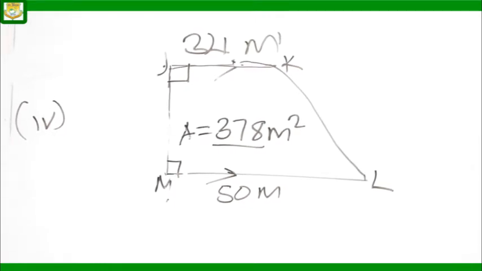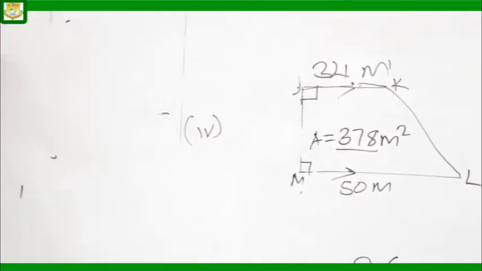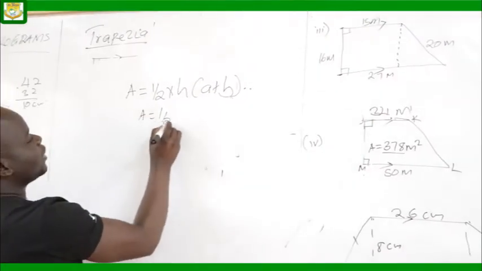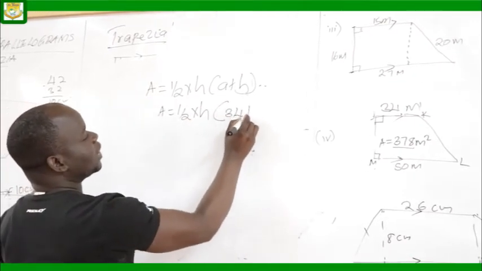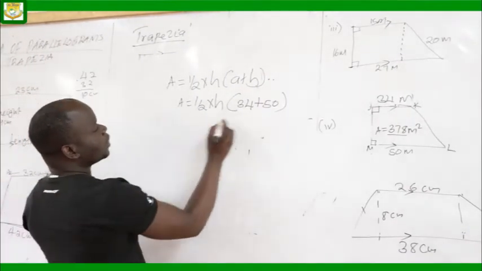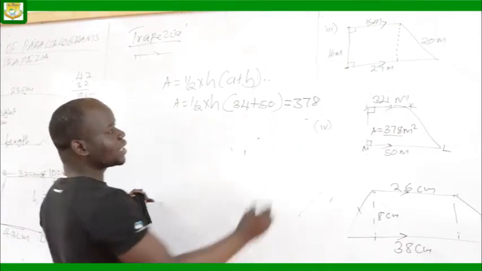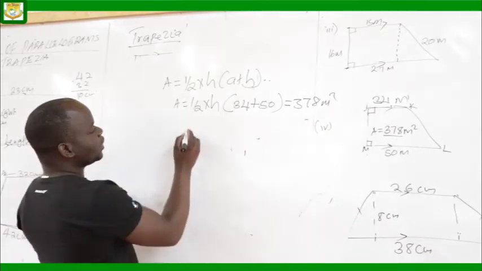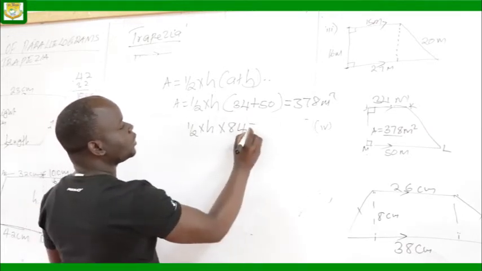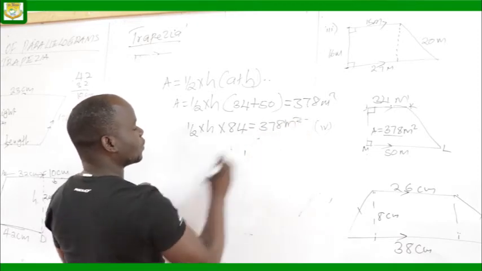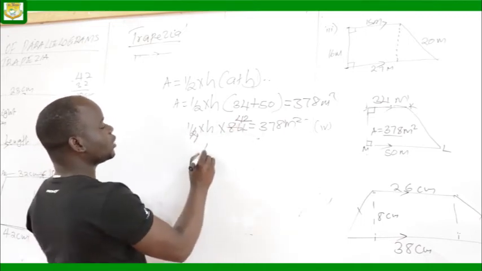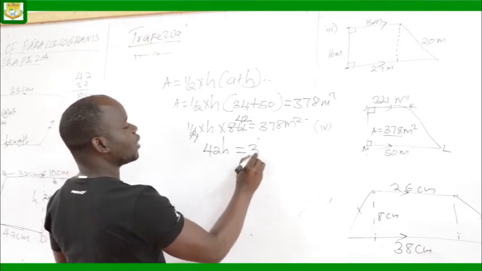You write your formula. Area of a trapezium is equal to a half times height times the sum of the two parallel sides. So area equals a half times height, which you have not been given, but you have been given the two parallel sides as 34 and 50 respectively. When you do that, you get 378 meters square as your area. So it's a half times height times 84, the sum of the two parallel sides, which gives you 378 meters square. In this case, 2 into 84 is 42. 42 times height, you get 42h, which gives you 378.